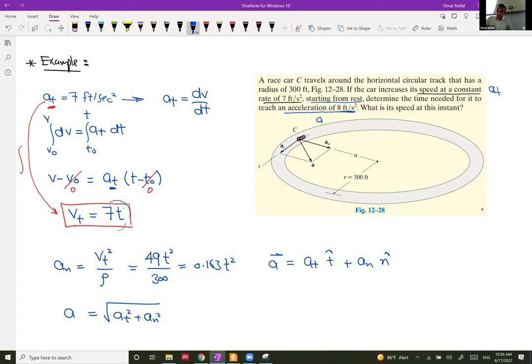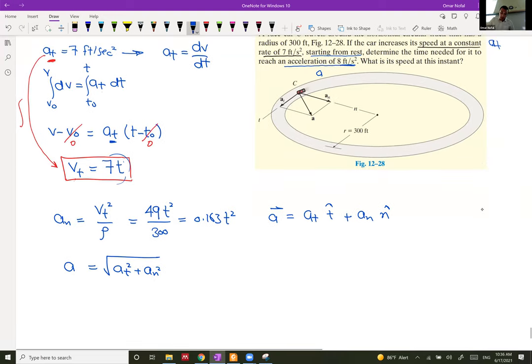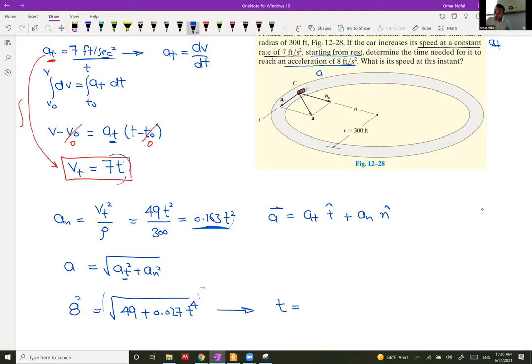We know here, starting from rest, we must determine the time needed for it to reach an acceleration of 8. So 8 should be equal to the square root of the tangent acceleration, which is constant and equal to 7 feet per second squared, so 49, plus A normal squared. We need to square this, so if you square 0.163, it should give you 0.027, and if you square the T squared, it gives you T to the power 4. You might do this by hand, or just use your calculator. After getting the fourth root, you will end up with T equal to 4.87 seconds.